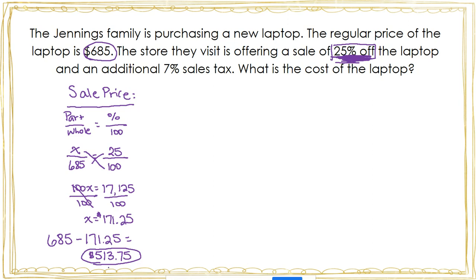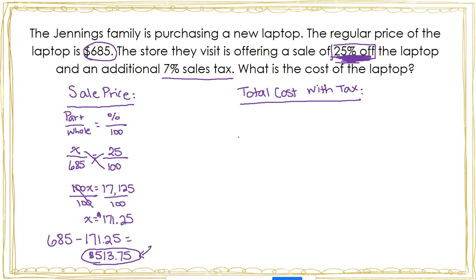But I know that that's not all that the Jennings family has to pay, because according to the problem, when they check out, they have to pay a 7% sales tax. That 7% sales tax is taxed based on the sale price of the laptop. So I need to figure out the total cost, including tax. That means I need to know what the amount that they paid in tax was.